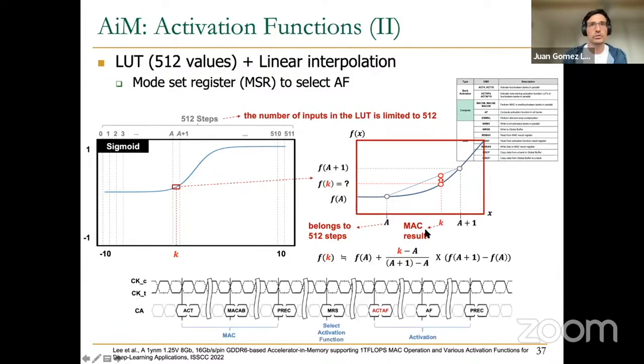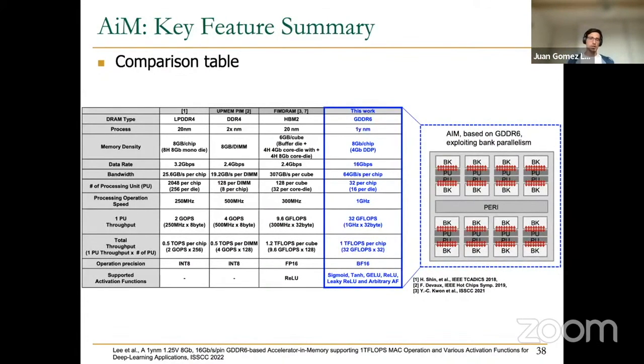And here is how it's done from the perspective of the memory controller. First of all, there is this command to select the activation function that is going to be used. After that, we have to activate the corresponding row for the corresponding activation function, and then perform the interpolation in the corresponding unit. So this is essentially all, let's say, the main features of this AiM architecture.